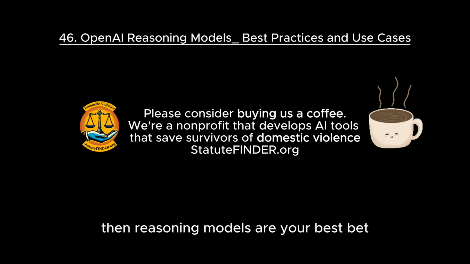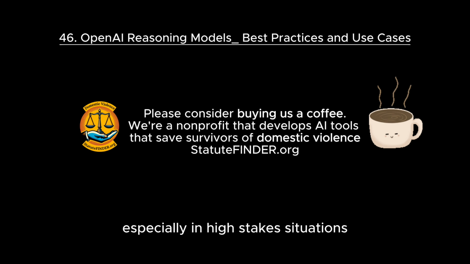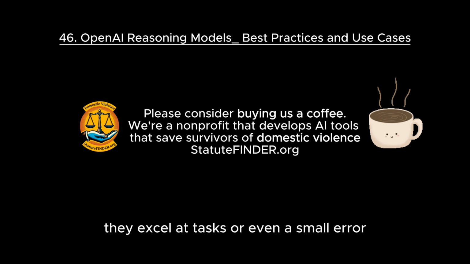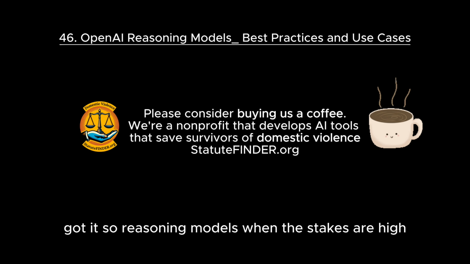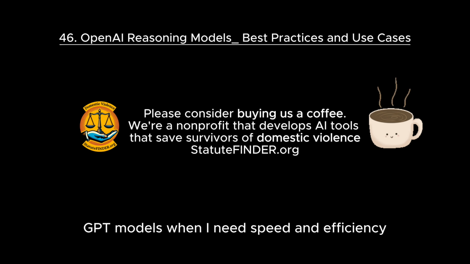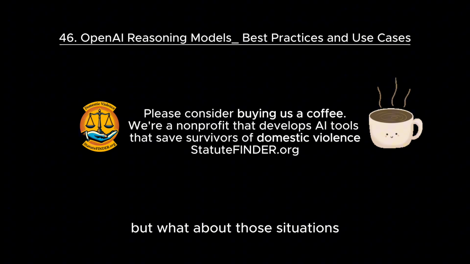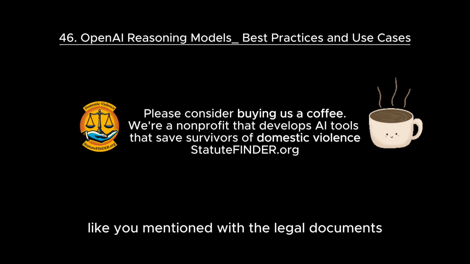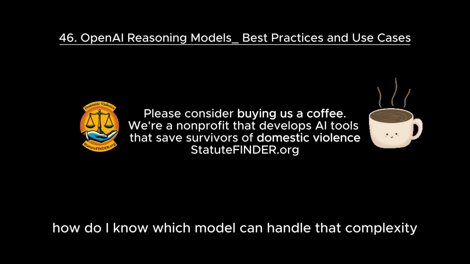Then reasoning models are your best bet. They're built to be meticulous, especially in high-stakes situations. They excel at tasks where even a small error could have significant consequences. Got it. So reasoning models when the stakes are high, GPT models when I need speed and efficiency. But what about those situations where there's a lot of ambiguity, like you mentioned with the legal documents? How do I know which model can handle that complexity?